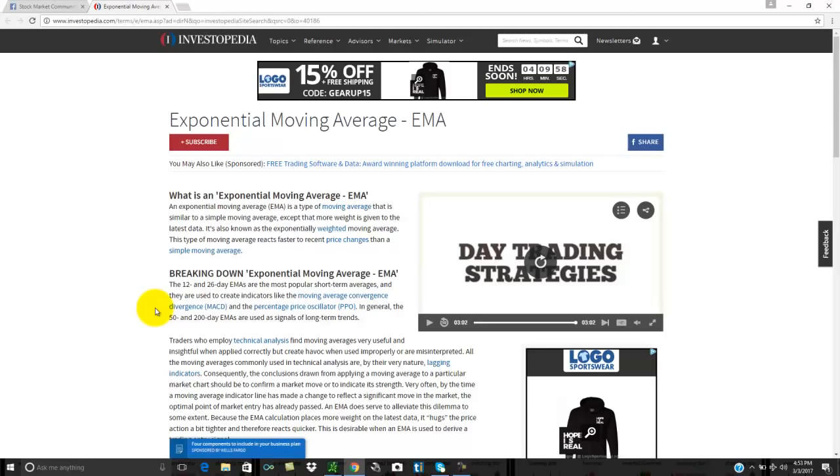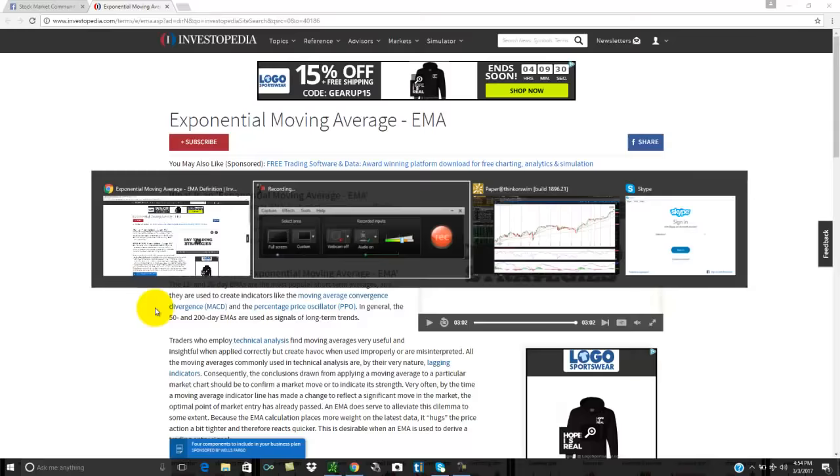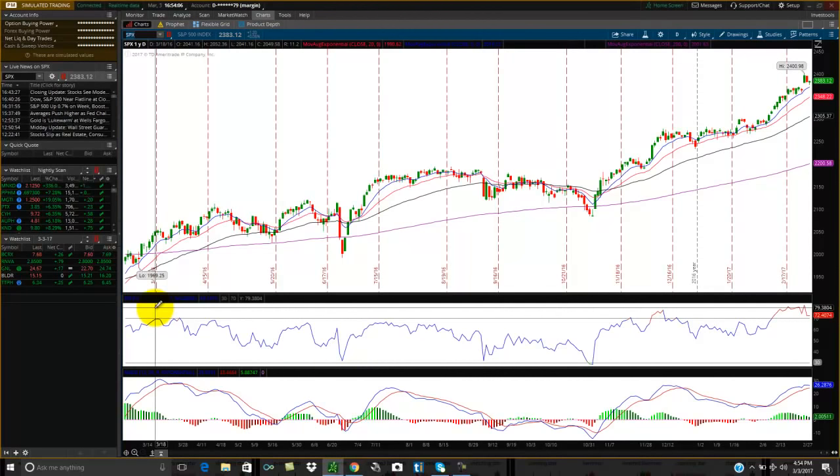Now, breaking down exponential moving average, or EMA. The 12 and the 26-day EMAs are the most popular short-term averages, and they are also used to create indicators like the moving average convergence divergence, or the MACD, and the percentage price oscillator, the PPO. In general, the 50 and the 200-day EMAs are used as signals of long-term trends. So, let's go into it and let me show you how this all works.